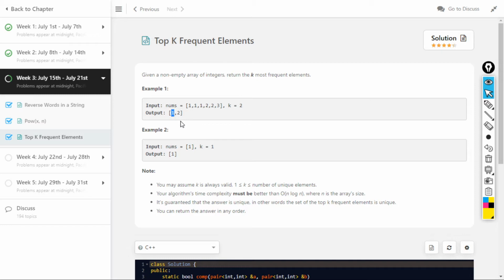In that case, k is always less than the number of unique elements, so we do not need to worry about upper bound limits or overflow limits. Now our question is very simple. We have to just find the k elements with the greatest occurrence. So we will first discuss the approach, then we will go for the coding part.